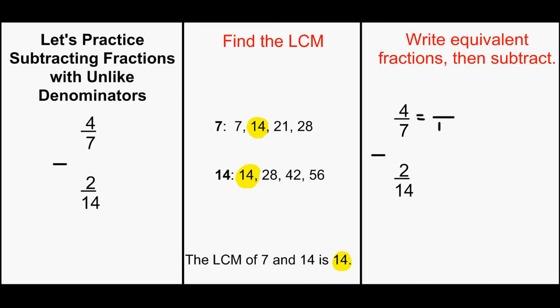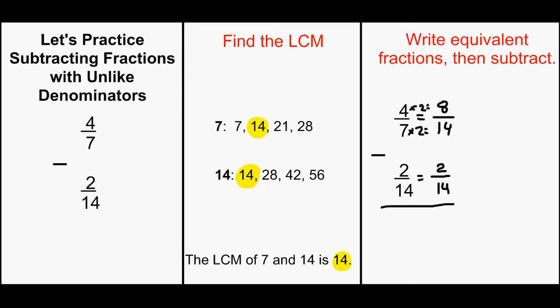So we'll write 14 in the denominator of both fractions and rewrite equivalent fractions by writing new numerators. 7 times 2 equals 14. So on top, 4 times 2 equals 8. 14 times 1 equals 14. 2 times 1 equals 2.